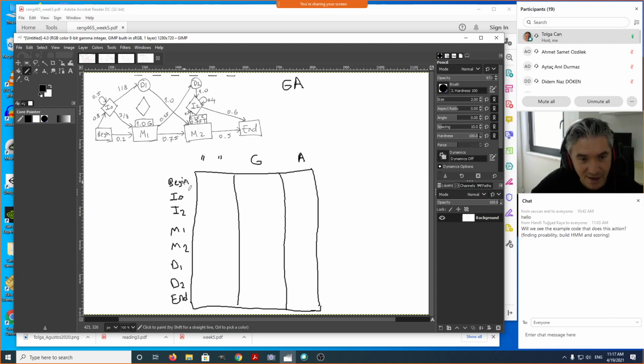Okay, these are the states I have, right? Do I miss anything? 1, 2, 3, 4, 5, 6, 7, 8. Okay, now this is a table that I'm going to fill in.